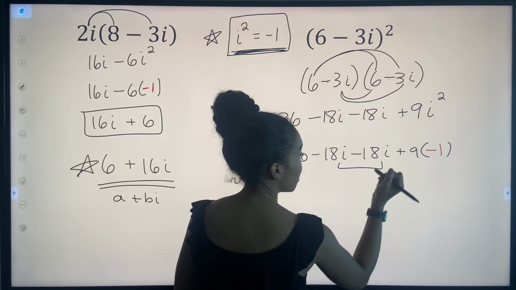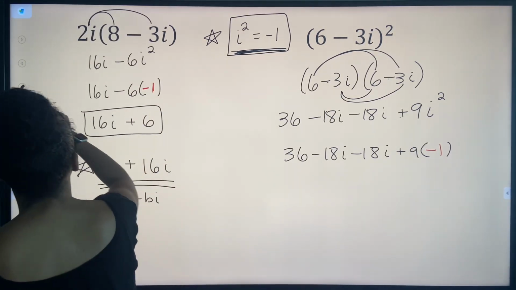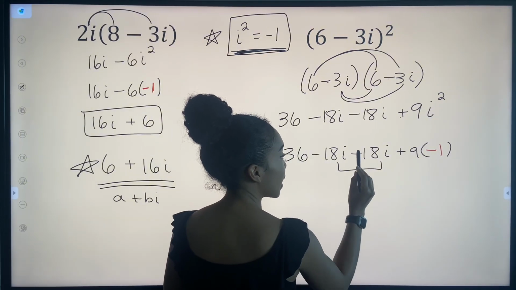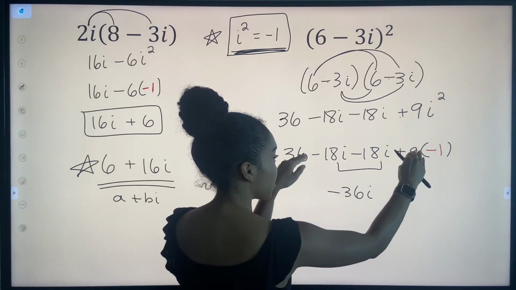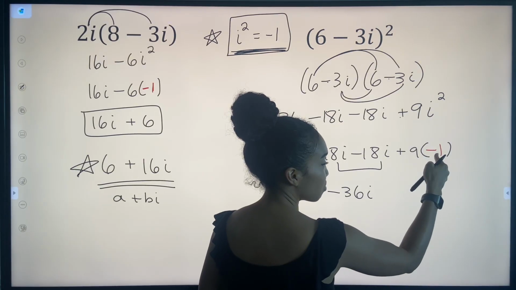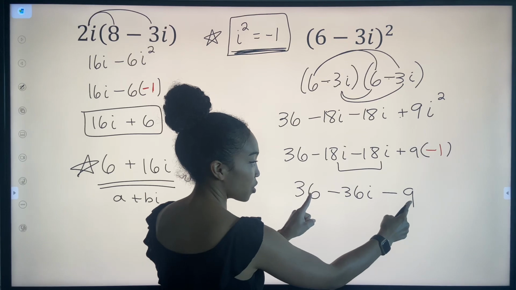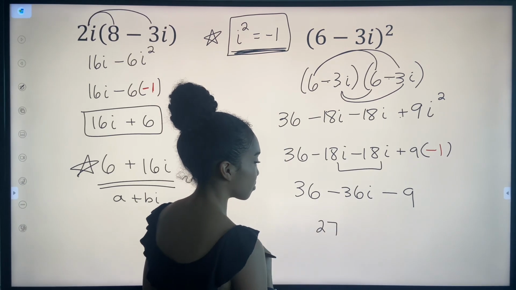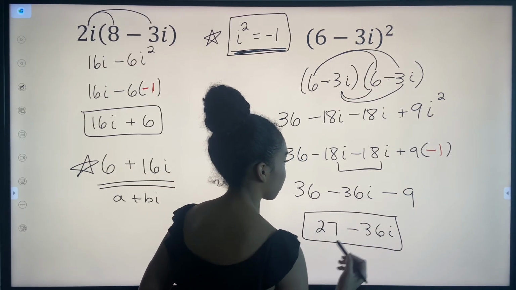You can combine the middle terms. Negative 18i minus 18i is negative 36i. Everything else can come down. Also, a 9 times a negative 1 is a negative 9. So I'm going to combine my real parts: 36 minus 9 is 27. And then you have the imaginary part. So this is your answer.